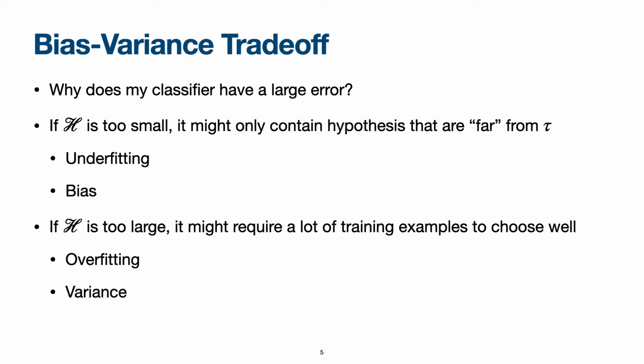We could also have the problem that the hypothesis space is too large. And if it's too large, it might actually require a lot of training examples for the learning algorithm to do a good job at choosing a hypothesis. This is the problem of overfitting, or variance.